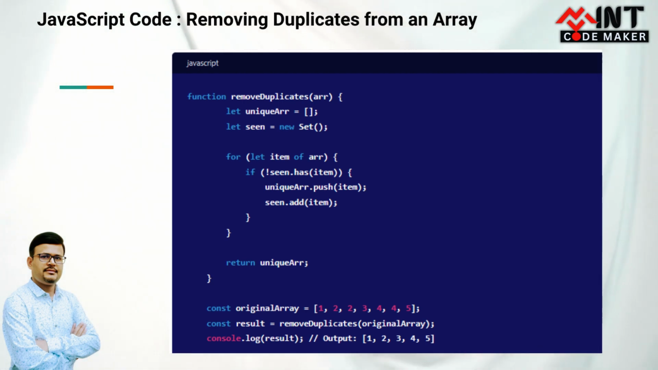We iterate through the input array using a loop. For each element, we check if it's already present in the seen set. If the element is not in the set, we add it to both uniqueArr and the seen set. This ensures that only unique elements are added to the result array.